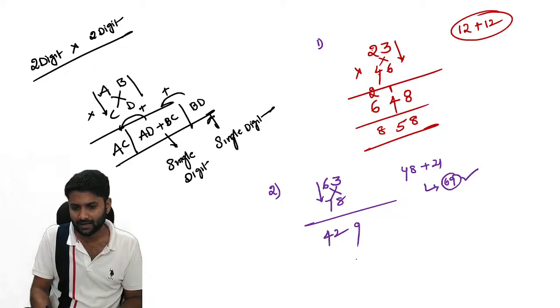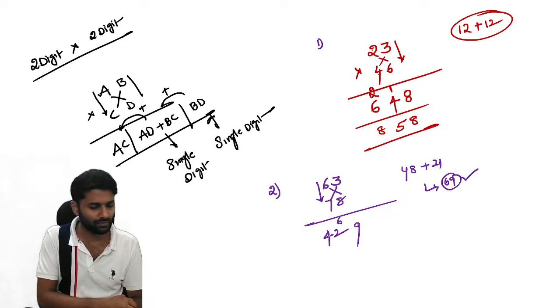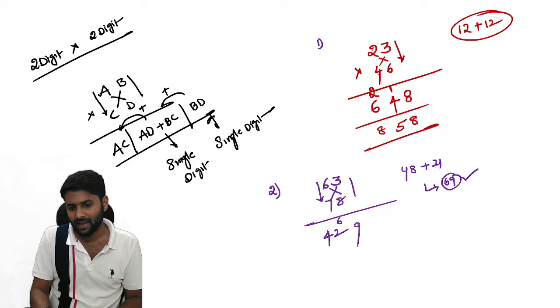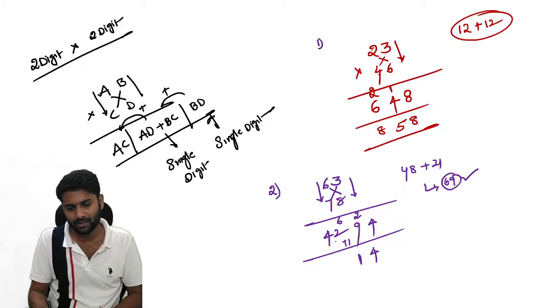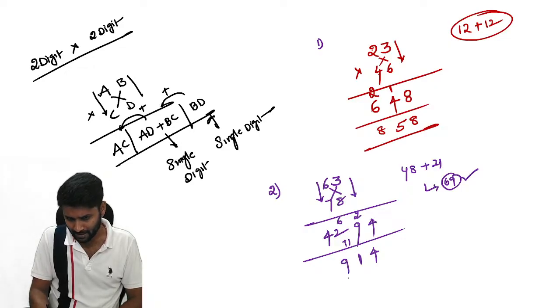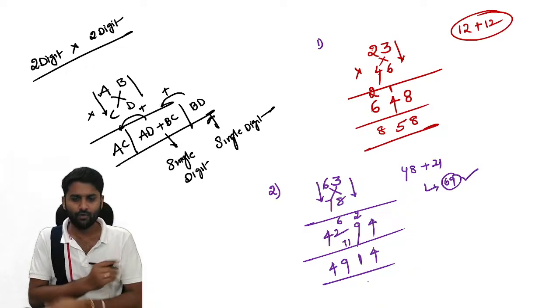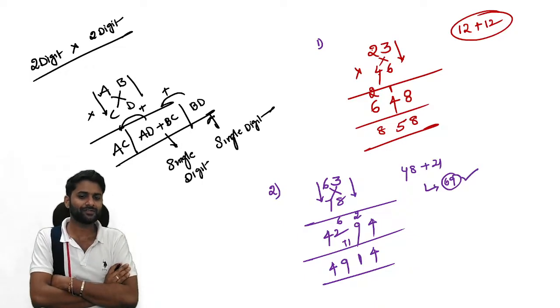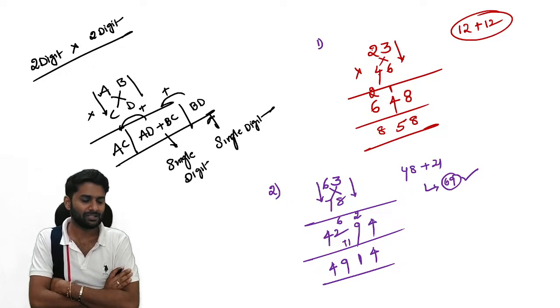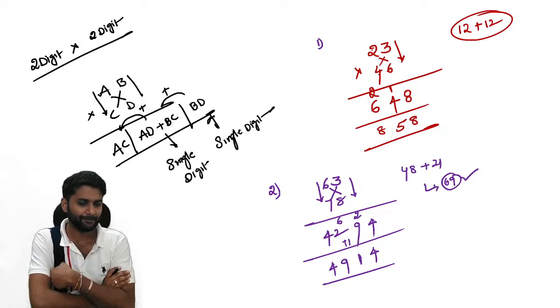69 means write down 9 and 6 must be carried over. Finally, 8 into 3 is 24, and 2 is carried over. So the answer is 4. 11 again, you have to add 1. That must be a carry over, right? So 6 plus 2 plus 1 is 9 and the final answer is 4914, the resultant of 63 multiplied with 78.